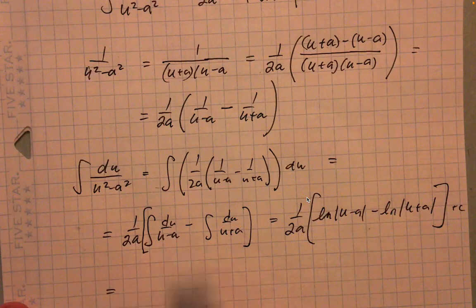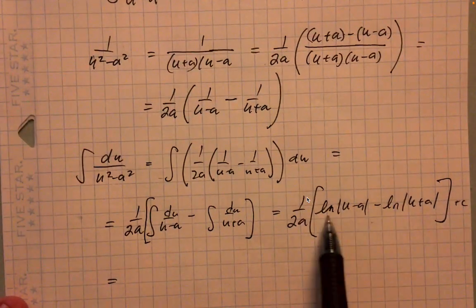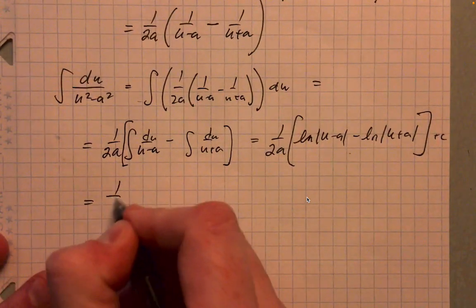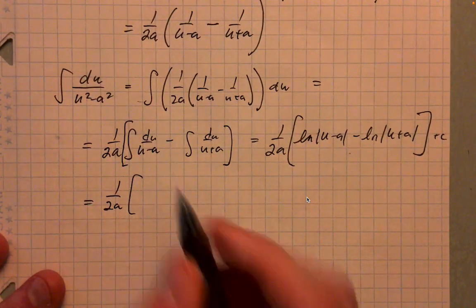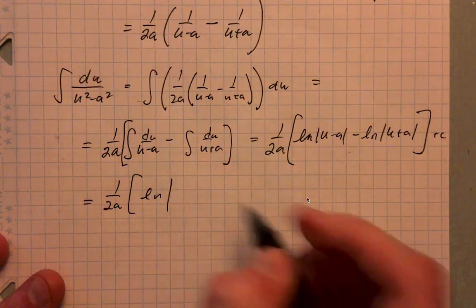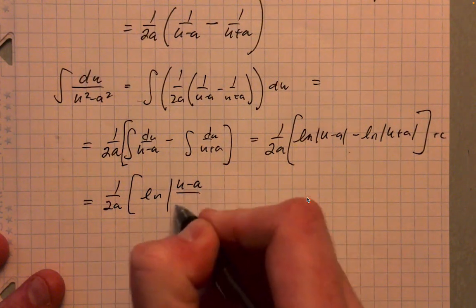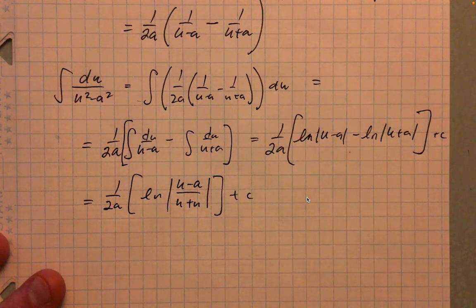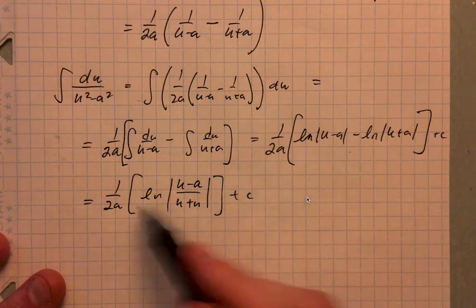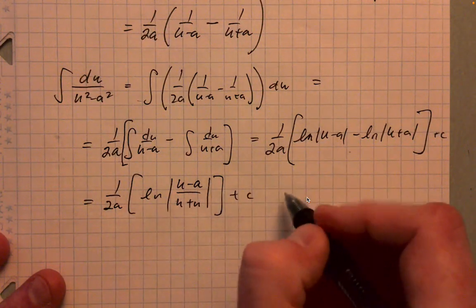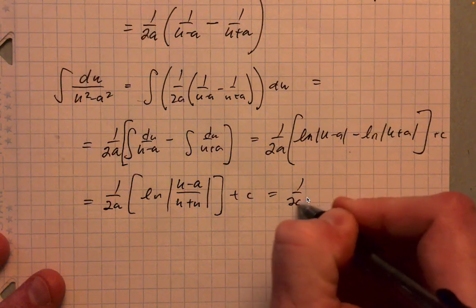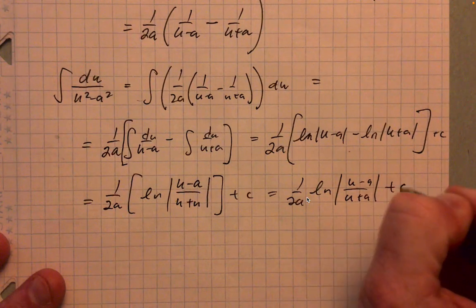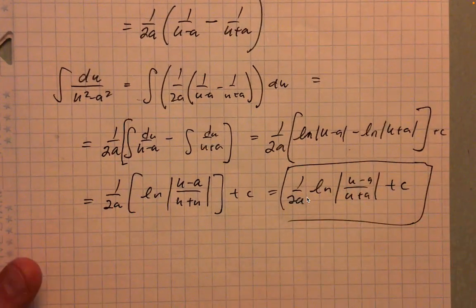Right, and then we can do some work here to clean this up. When you subtract logarithms, you can rewrite that as division. So this would be 1 over 2a times the natural log of u minus a over u plus a plus c. And so then, of course, that is what we're aiming for. We can ditch the parentheses, I guess. u minus a over u plus a plus c. Okay, so that is what we're headed towards.